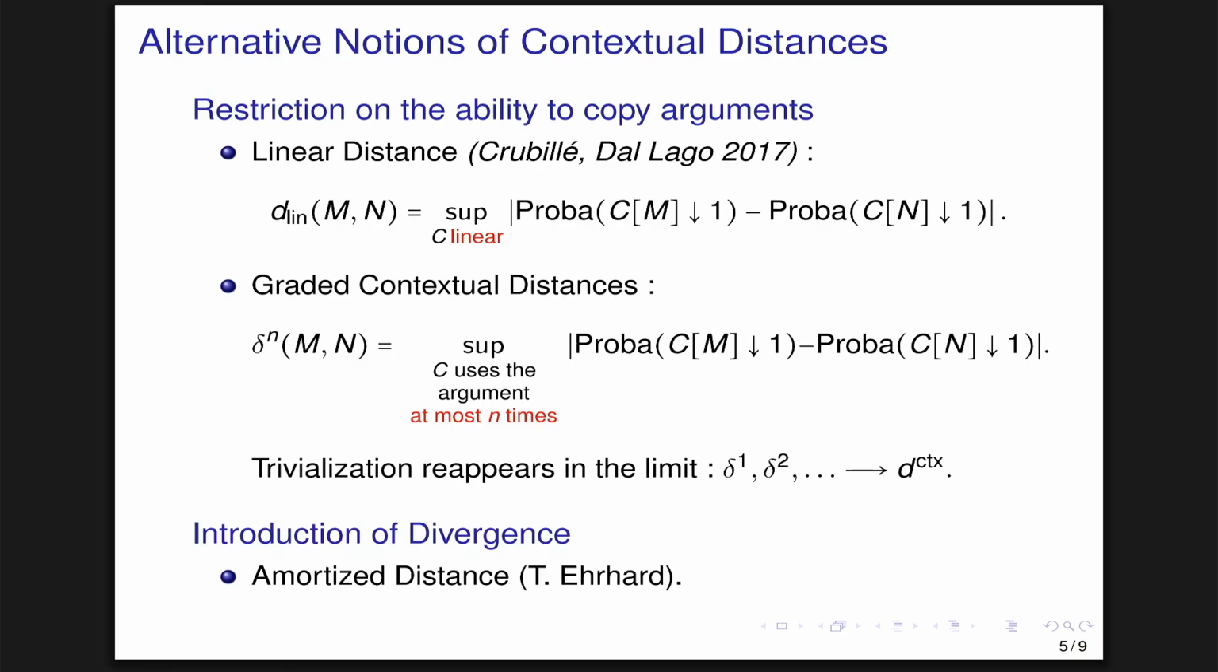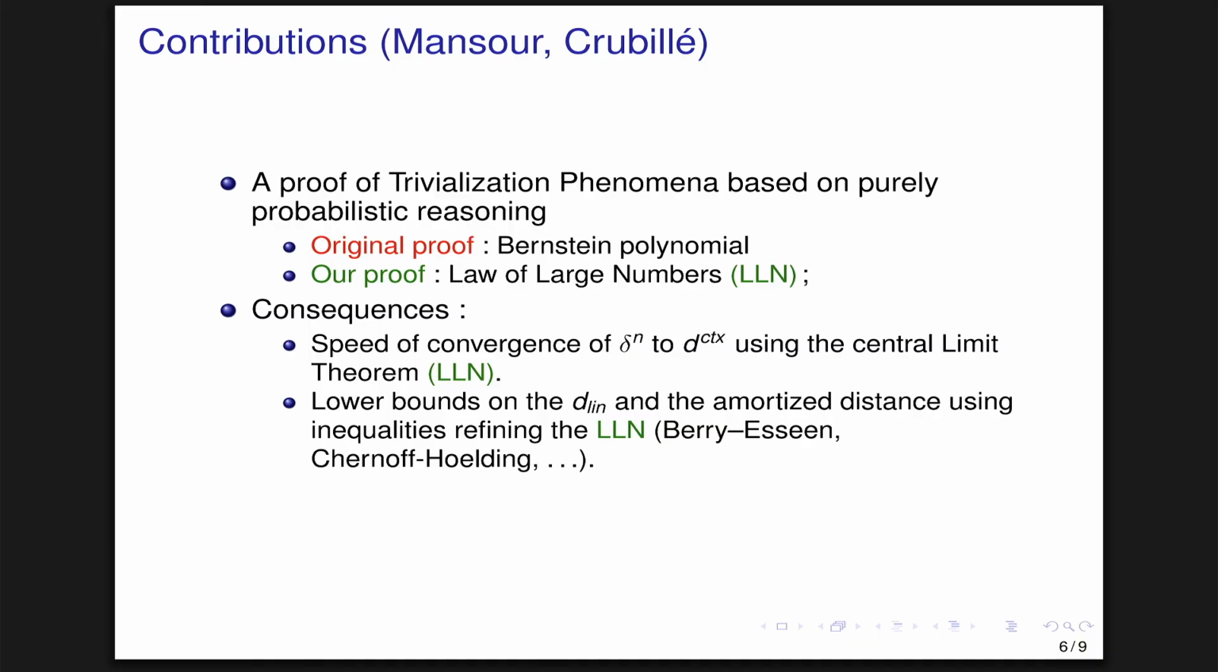Another approach is to work on the first condition on the language and to introduce divergent programs in the contexts, such as the amortized distance defined by Thomas Ehrhard. And so in this work, we provide a new proof of the trivialization phenomenon based on a purely probabilistic reasoning.